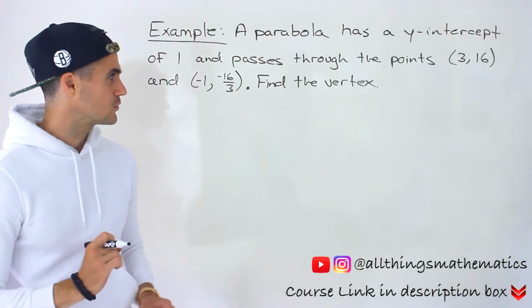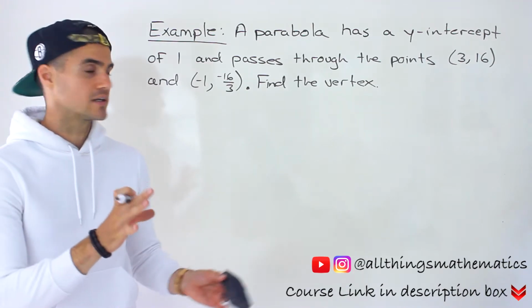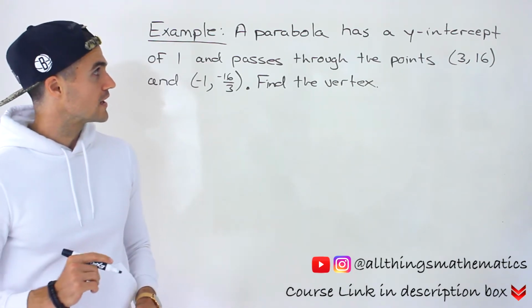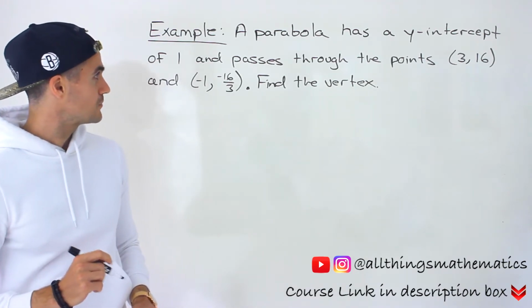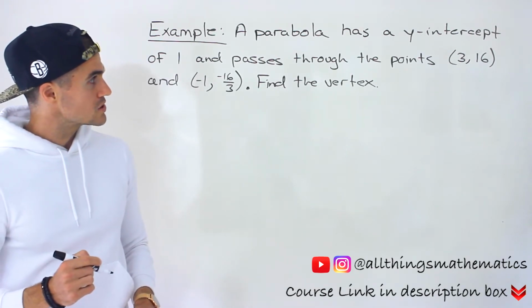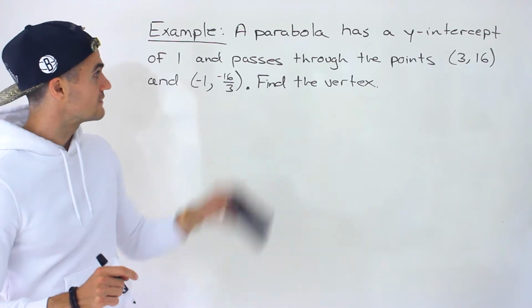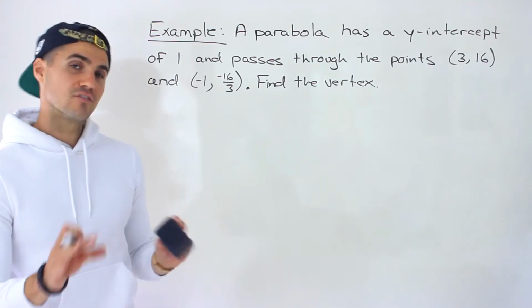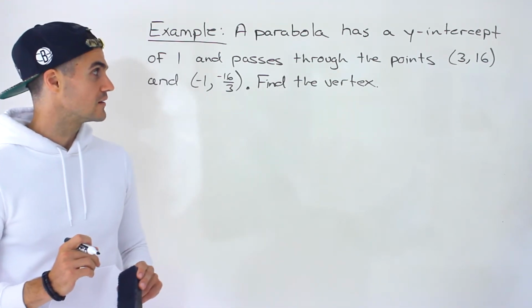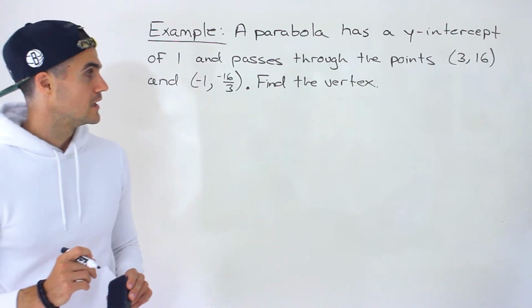This one's going to be pretty cool, dealing with quadratics and completing the square. So we're told that a parabola has a y-intercept of 1 and that it also passes through the points (3, 16) and (-1, -16/3). Given that information, we have to find the vertex.